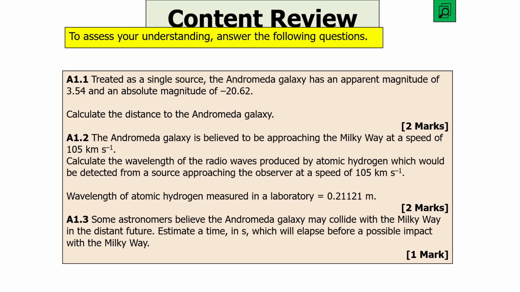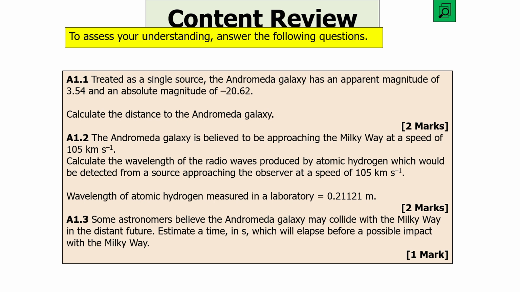The next question says, treated as a single source, the Andromeda Galaxy has an apparent magnitude of 3.54 and an absolute magnitude of minus 20.62. Calculate the distance to the Andromeda Galaxy. Then the Andromeda Galaxy is believed to be approaching the Milky Way at a speed of 105 kilometers per second. Calculate the wavelength of the radio wave produced by the atomic hydrogen which will be detected from a source approaching the observer at a speed of 105 kilometers per second.